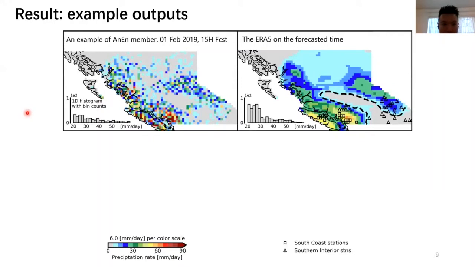Here we provide some example outputs to illustrate the whole idea. The top left panel here is an example of an analog ensemble member, and the top right panel is the corresponding ERA5 training target. If we compare these 2 panels, we can see that the analog ensemble member has the ability to produce precipitation values along the coast and in the interior parts of the domain. And actually, for individual grid points, their forecast errors have been reduced. However, together, these grid points failed on delivering pattern-based information.